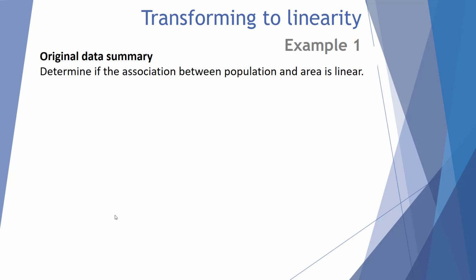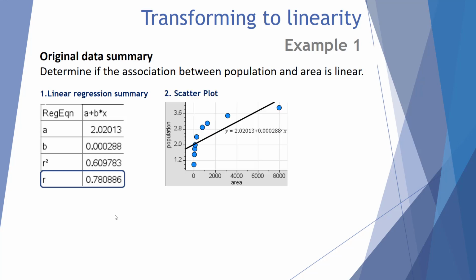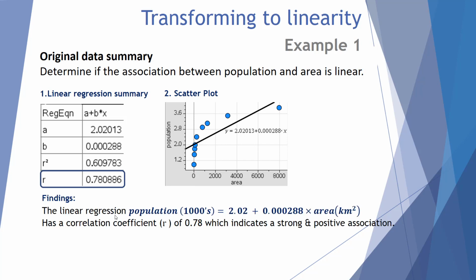Okay, to summarize our findings between the population and area, let's have a look. First of all, the linear regression summary gives us a correlation coefficient of 0.78, which is generally strong and positive. The scatter plot probably shows a relationship that doesn't look linear. So our findings so far: the linear regression of population in thousands is equal to 2.02 plus 0.000282 times the area in kilometres squared. It has a correlation coefficient of 0.78, which indicates a pretty strong and positive association.